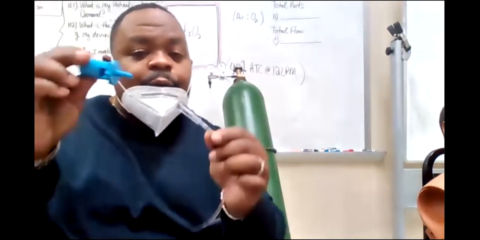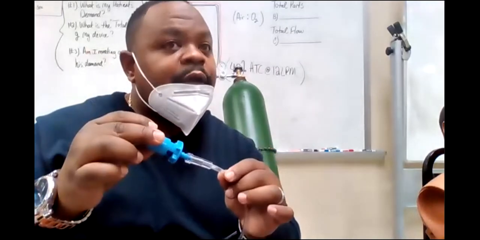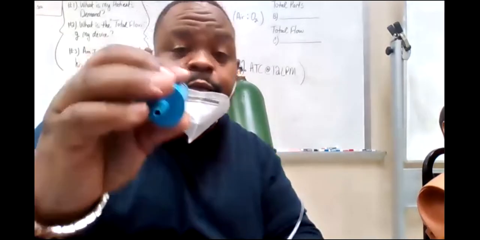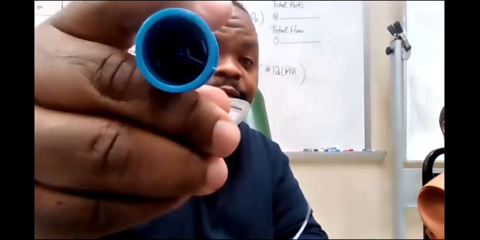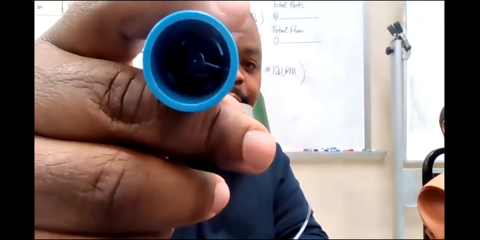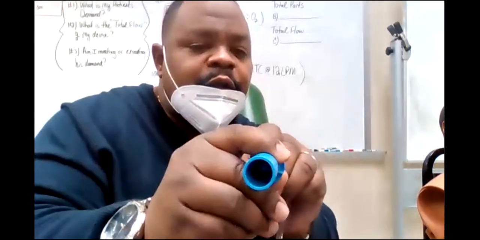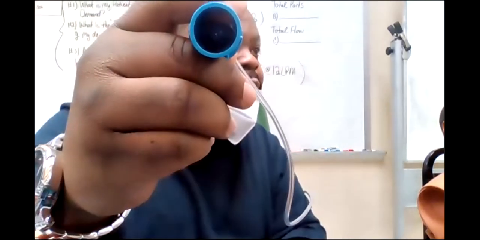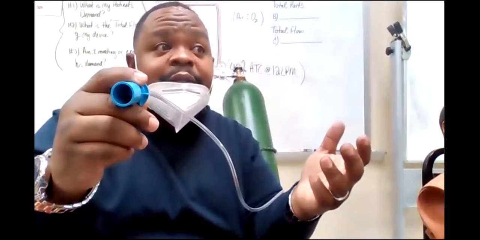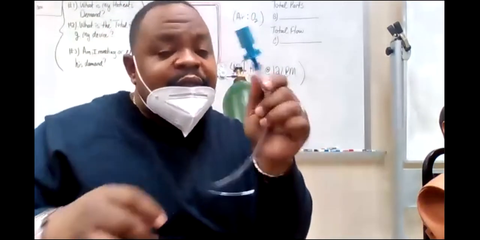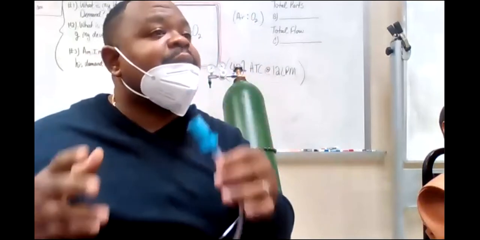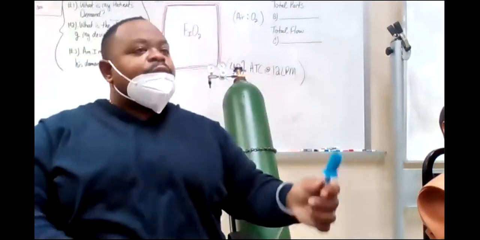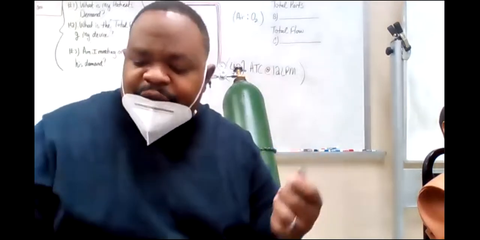So we decide which Venturi we're going to use first, okay? Now, this one is the 24% one, right? See how small that one is? So when I hook this up, there's only going to be a little bit of oxygen coming through there, right? Because all we want is 24%. They say if you put this on 2 liters, you guarantee to get the patient 24%. Okay? Well, what if that's not enough?